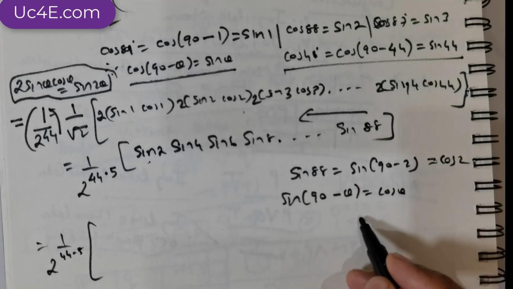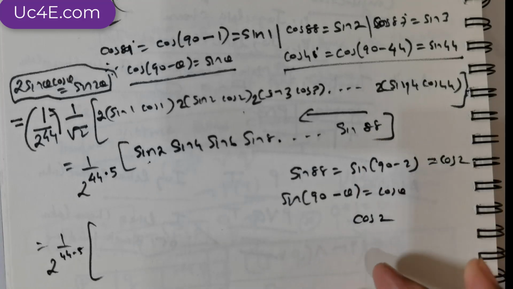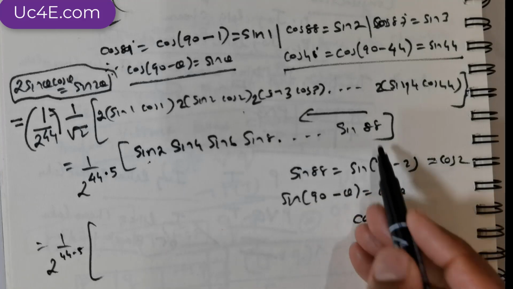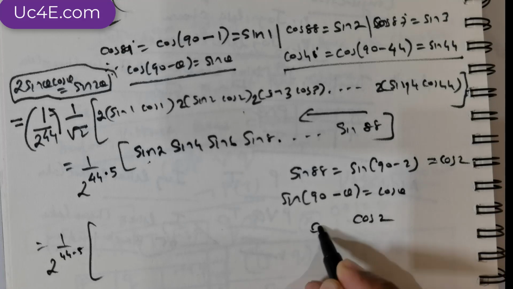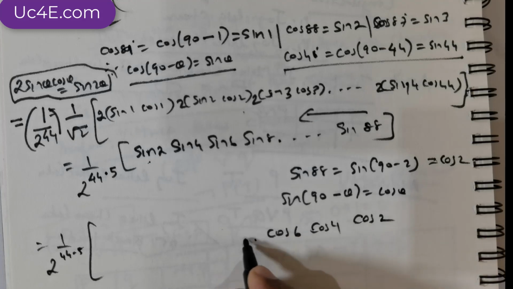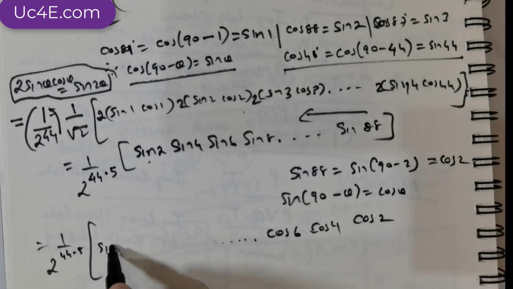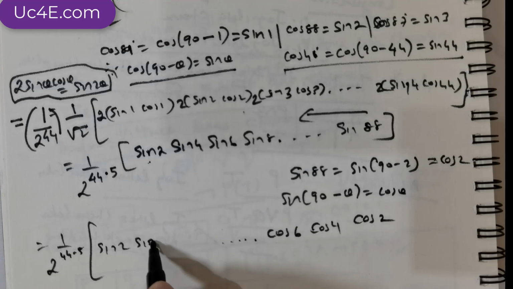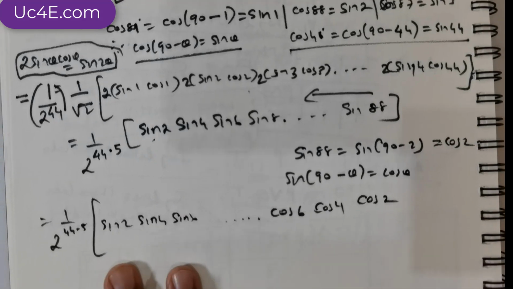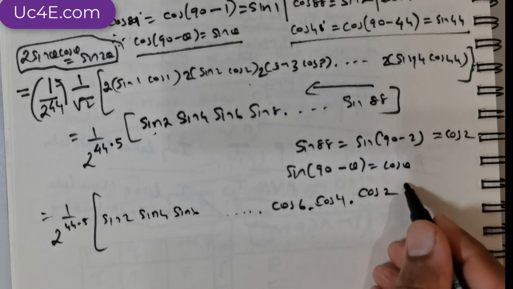For sine 88, it's going to be cos 2. Now the next term is going to be cos 4, and the next term is going to be cos 6, and so on and so forth. In this case it's going to be sine 2 and sine 4 and sine 6 and so on. So what we can do is club these terms.